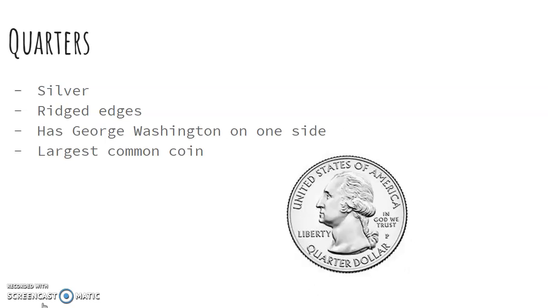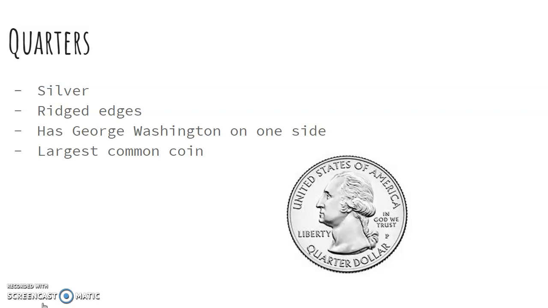And this is a quarter. The quarter is, once again, silver and has ridged edges like the dime. It has George Washington on one side of the coin, and it is the largest common coin.